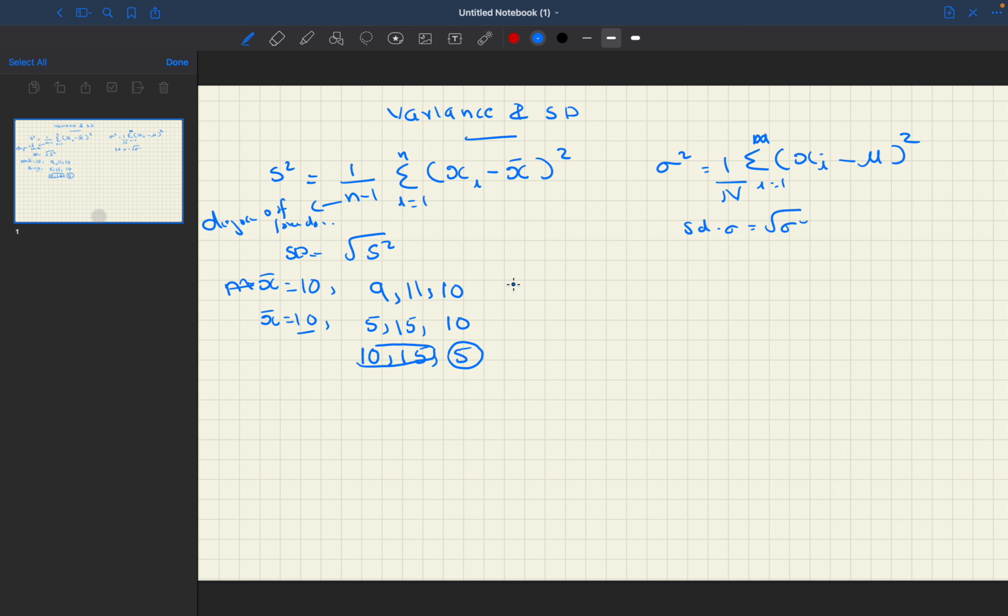Coming to variance, what is the advantage of using variance? We are squaring it here, right? So one of the advantages is that it is always positive. And since we are squaring it, it is statistically very easy to calculate.